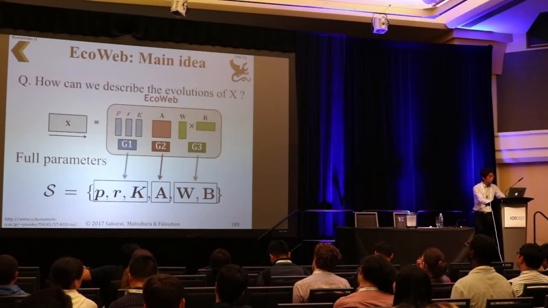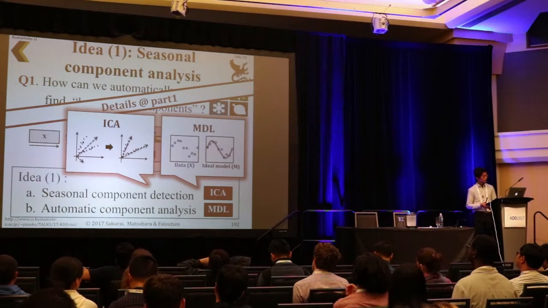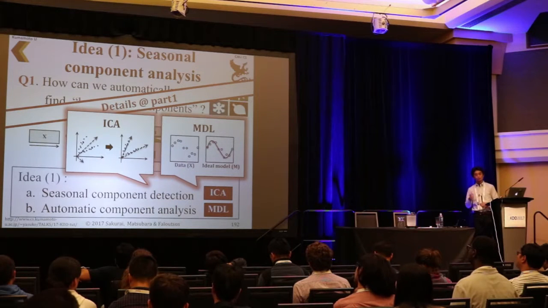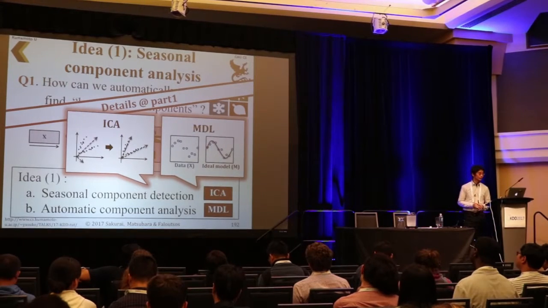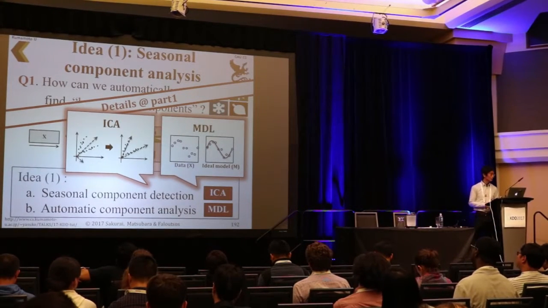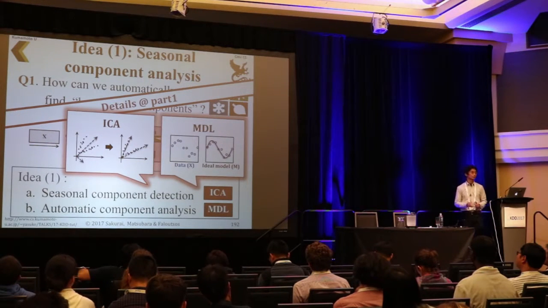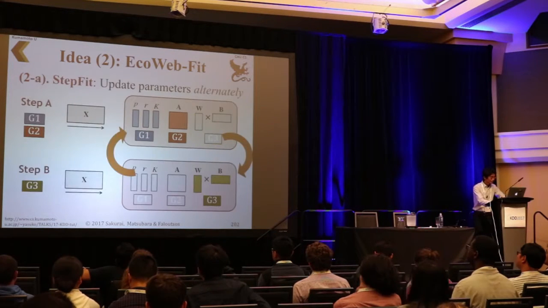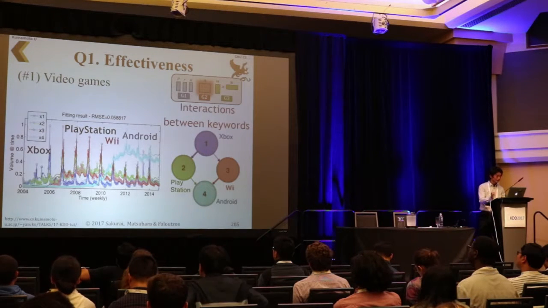We compute, let me skip the details, but we compute the seasonal pattern by using ICA. Okay, and also we have to find the appropriate or optimal number. You can use MDL to estimate the appropriate number of seasonal patterns automatically. So let me skip the algorithm details. But yes, now again the video game.